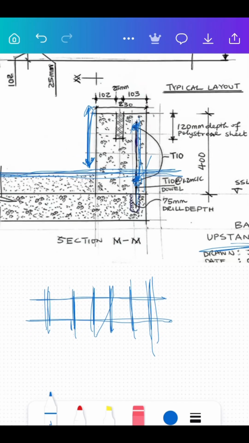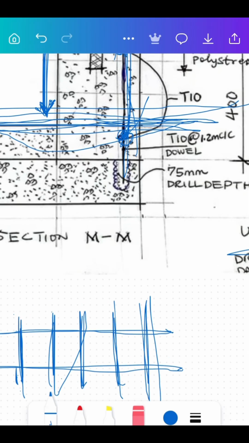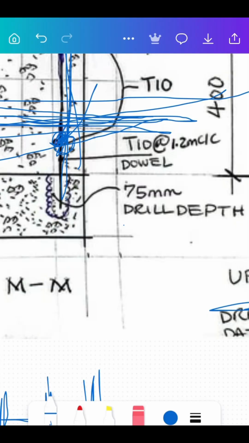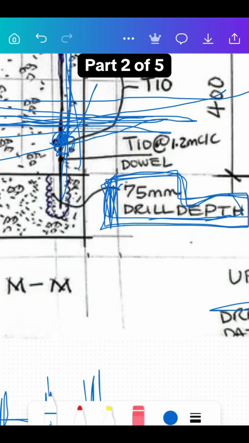Now the purpose of the dowel, before we start this casting: when you put your upstand beam, you want your beam to be firmly attached to the floor, and you don't want it to easily fall. So the first step is drilling. We have to drill. You can see from here, they are saying that the drill depth is 75 millimeters. So we have a drilling machine, and we use that to measure how deep we're going to drill, and that's about 75.